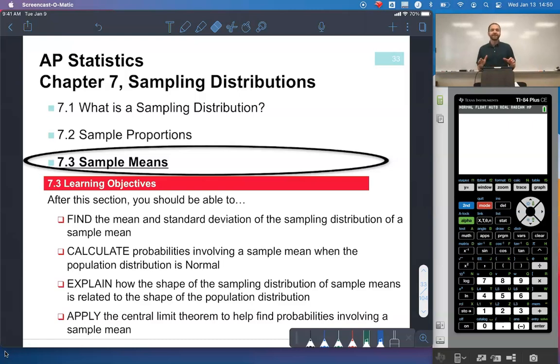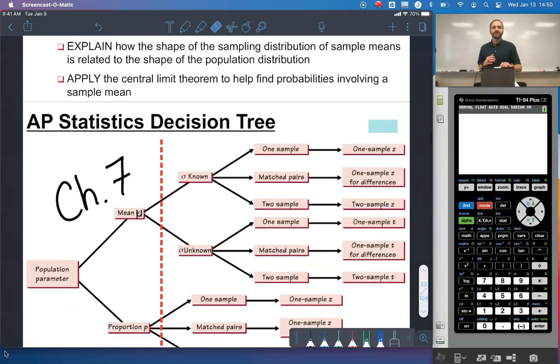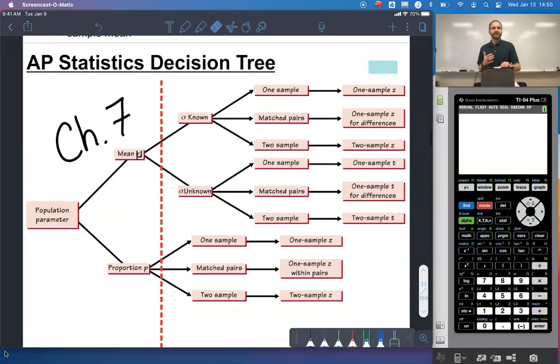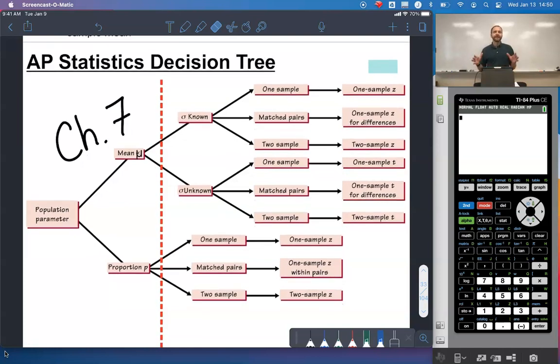Before we dive into that, let's go over this decision-making tree, which deals with inference. You're going to hear that again in this video, this idea of inference. And as we go further in the semester, we're going to start hitting that right-hand side more in this decision-making tree. But Chapter 7 really is that first part of the branch, the first branch of, are you dealing with a population parameter that's a mean or a population parameter that's a proportion?